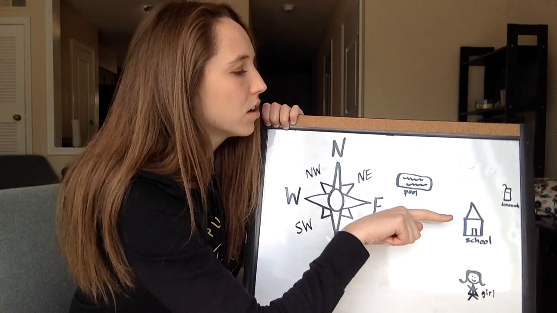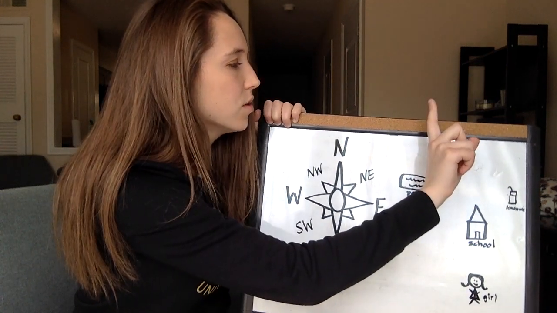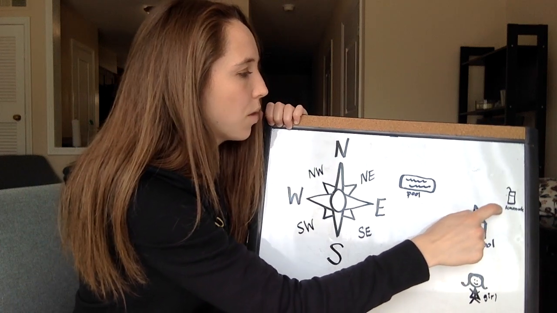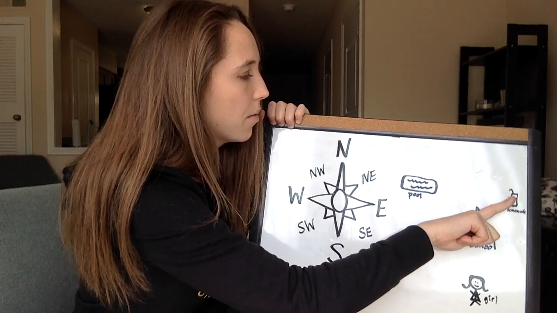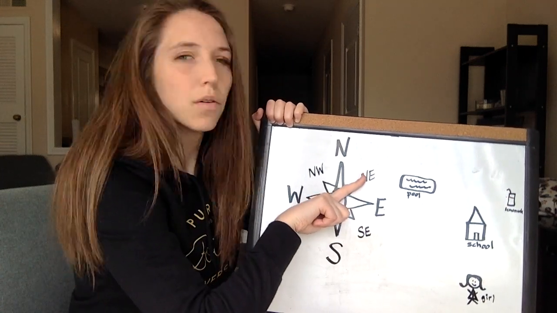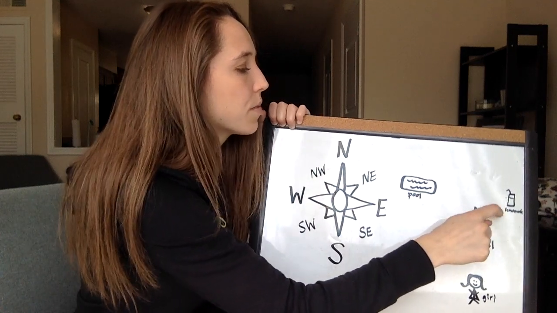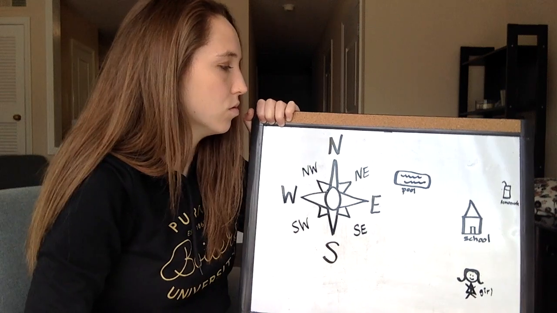Same with the lemonade over here. It's not directly east, it's not directly north, it's that in between, right? So if I started here and I went up, which arrow is pointing up that way? Oh, my northeast. It's that same direction. So the lemonade is northeast from the school.